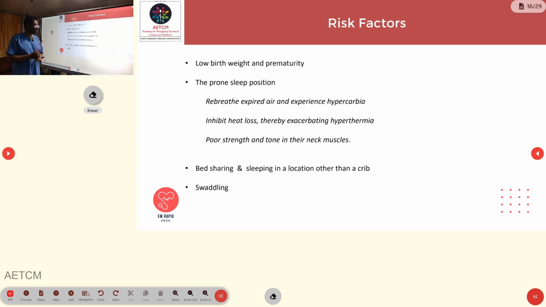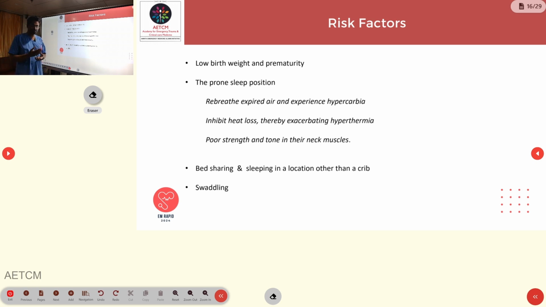Then also there will be inhibition of heat loss, which may exacerbate hyperthermia. If the infant is in the supine position, there will be increased heat loss, and that is what is inhibited here.